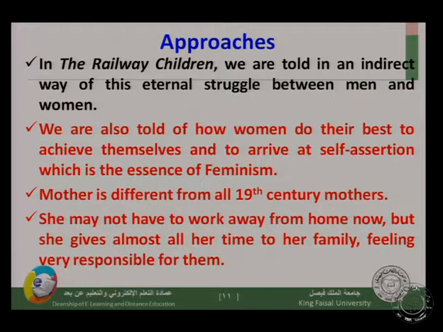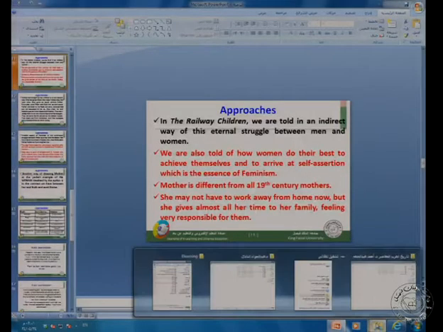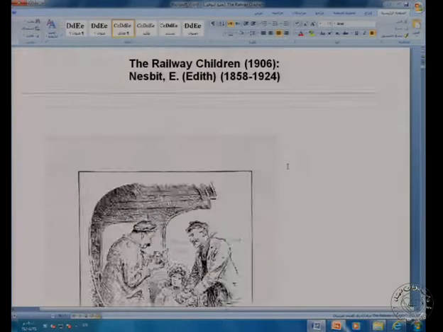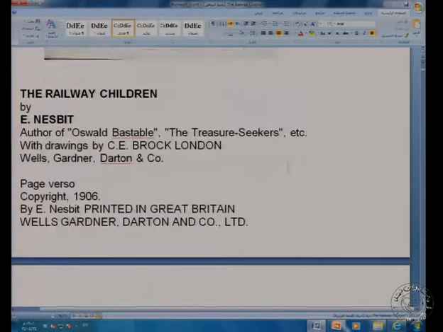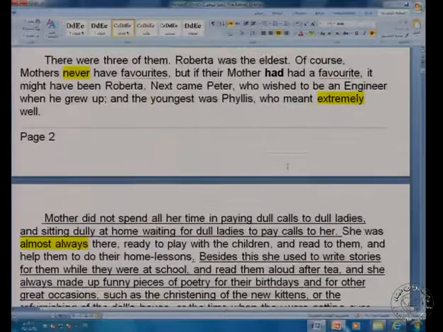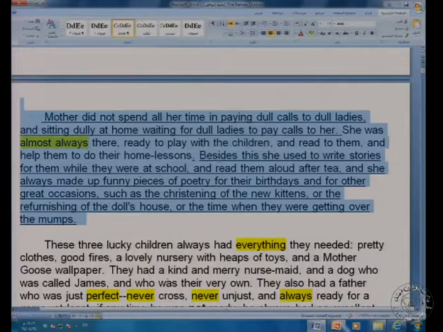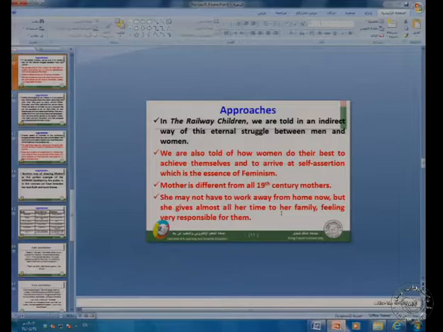Mother, that's the greatest example in the novel. Mother is different from all 19th century mothers. If you go back to the book itself, what does it say? I guess we stopped at this quotation before. Mother was totally different from any other woman at that time. Yes, that quotation. She was totally different indeed.